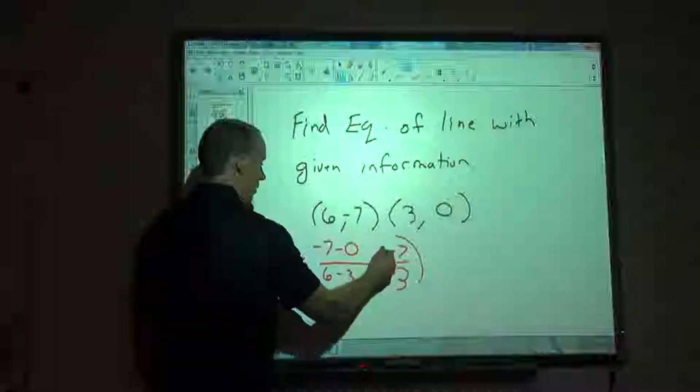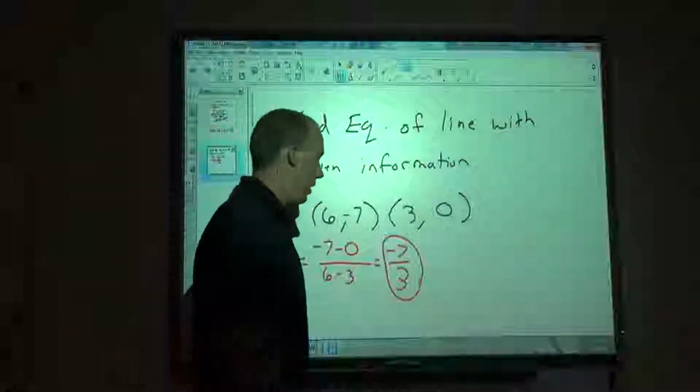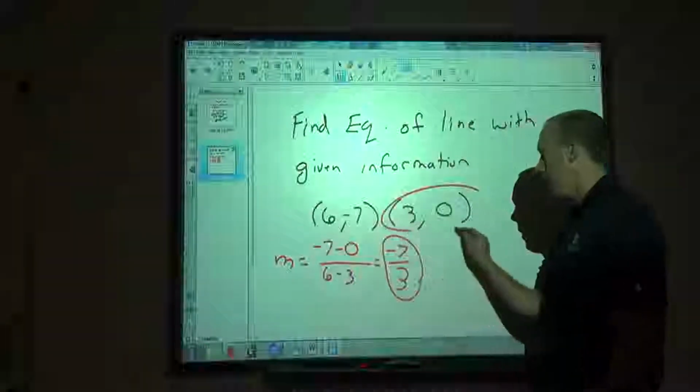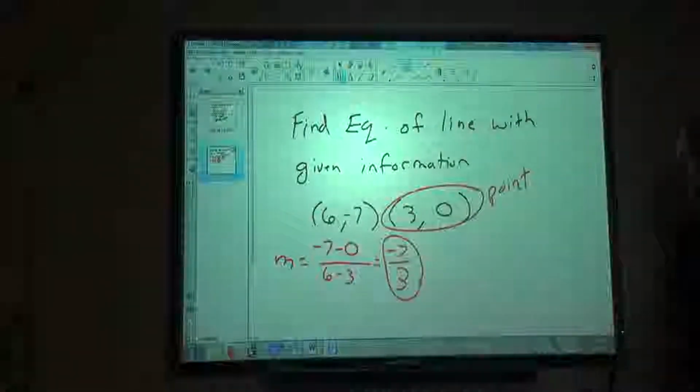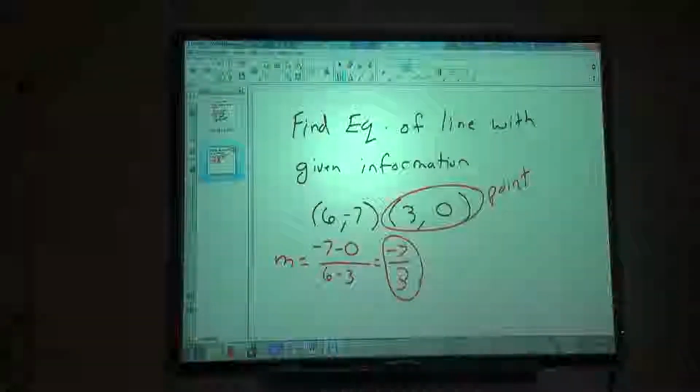Is that what we got for a slope? Yes. Okay, and then you have a slope and you have a point. So then you can use point and slope formula.